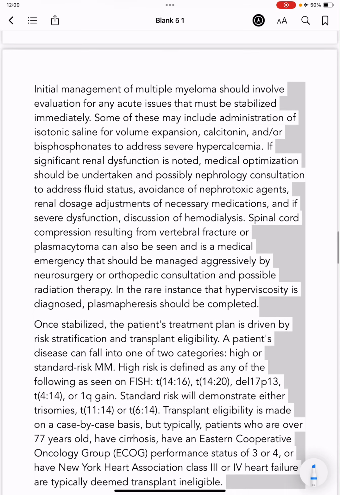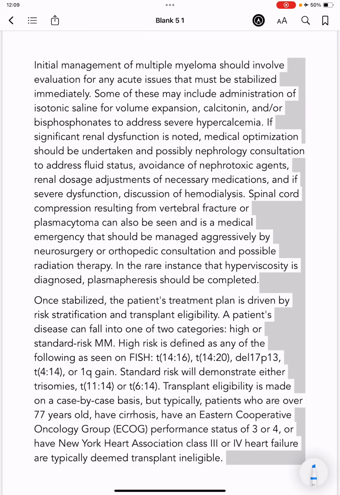So what is the treatment and management of multiple myeloma? Initial management should involve evaluation for any acute issues, which must be stabilized immediately. What are the acute issues? We have to give isotonic saline for volume expansion, calcitonin and or bisphosphonates to address severe hypercalcemia.